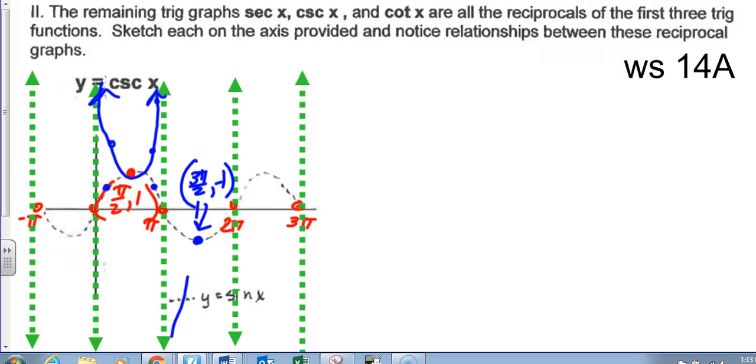Oh, I don't know what that is right there. Let's try going this way first. It's bad on both sides. I don't know. Doesn't hit the asymptote either.